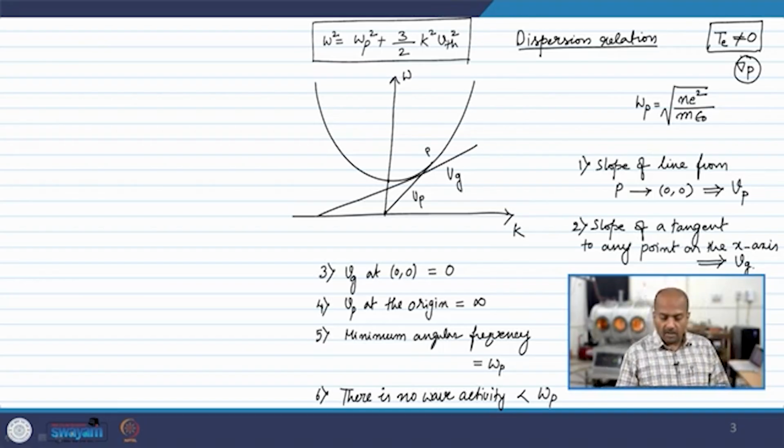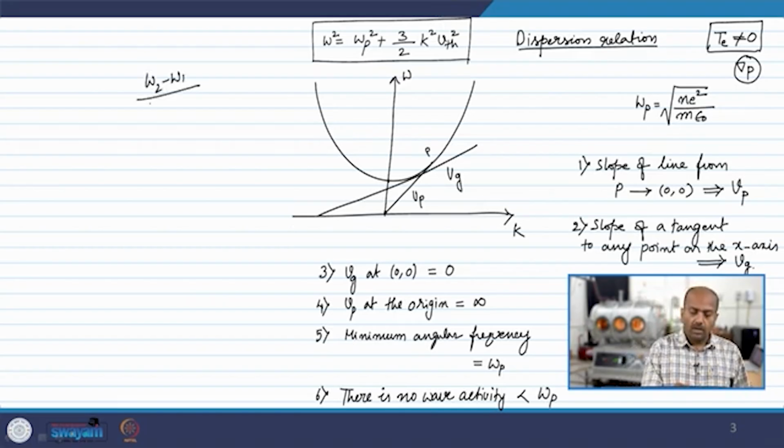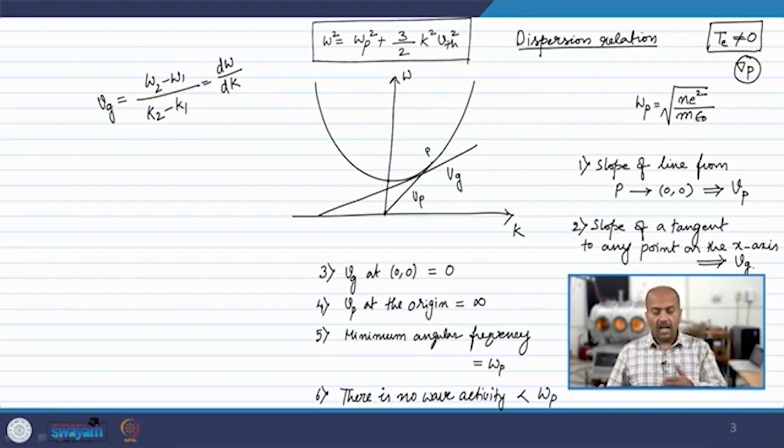But if you draw a line onto any other value which is not 0, 0, okay, then you will get y2 is omega 2 minus omega 1 divided by k2 minus k1, which is equivalent to writing d omega by dk. Thus, we call this particular slope of the line joining these 2 points, or a tangent, at any value of k, equal to the group velocity.